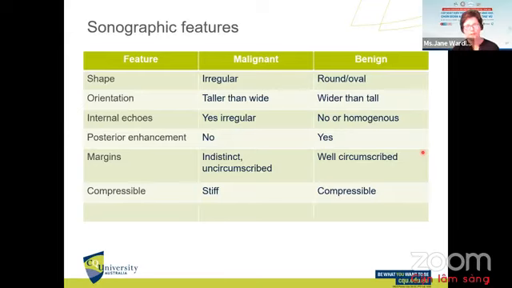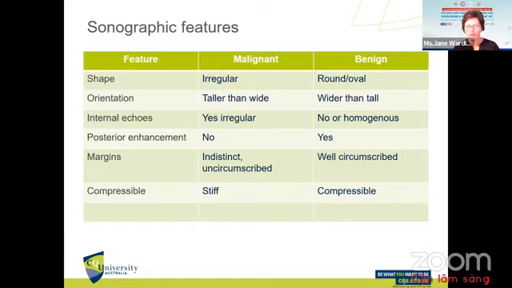We also look to see whether the mass has any enhancement below it. If the imaging below the mass is sort of obliterated, so you get acoustic shadowing, that can be a sign of carcinoma. But if it is actually enhancing and the tissues behind it are brighter, that can be a sign of more of a benign mass.